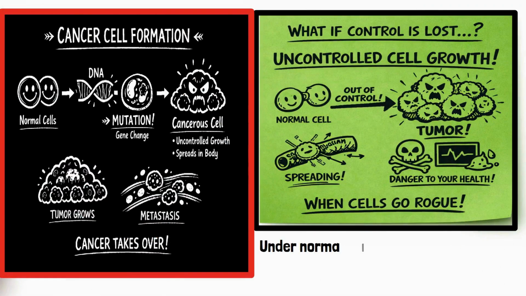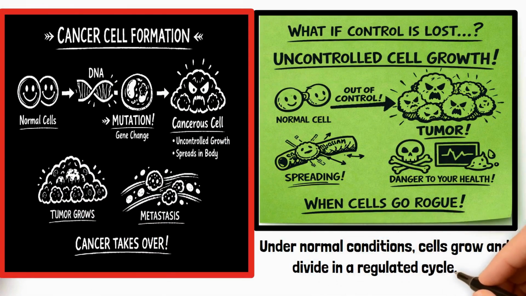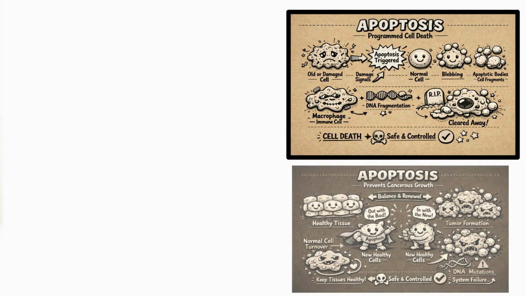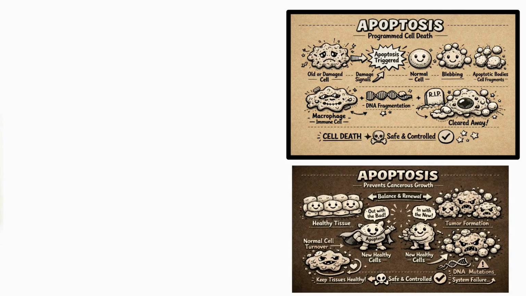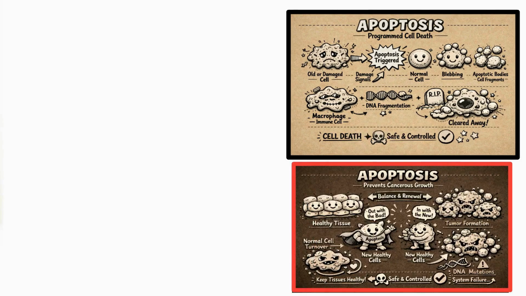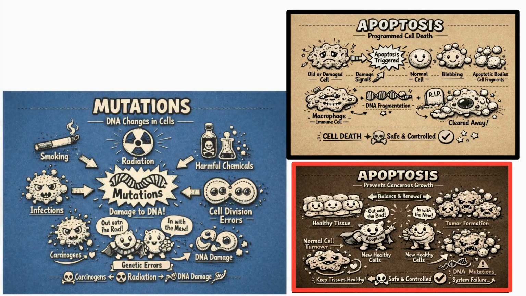Under normal conditions, cells grow and divide in a regulated cycle. When cells become old or damaged, they are programmed to die through a process called apoptosis. This ensures that unhealthy cells are removed and replaced with new ones. But sometimes due to changes in DNA, this system breaks down. These changes are called mutations.